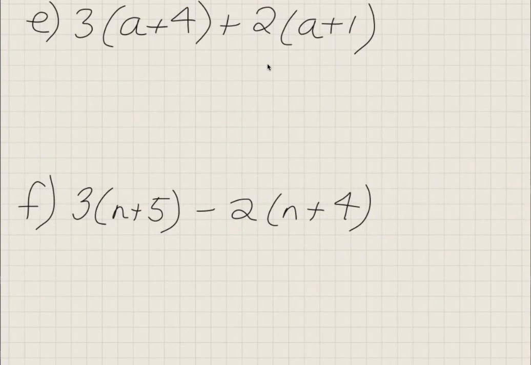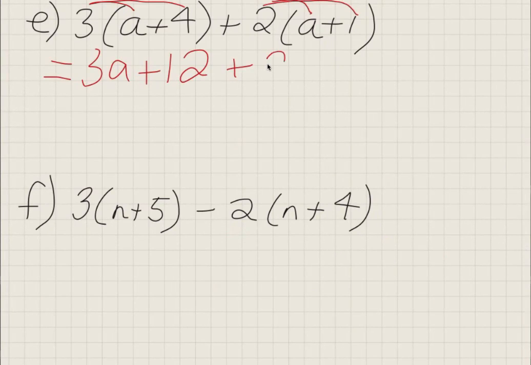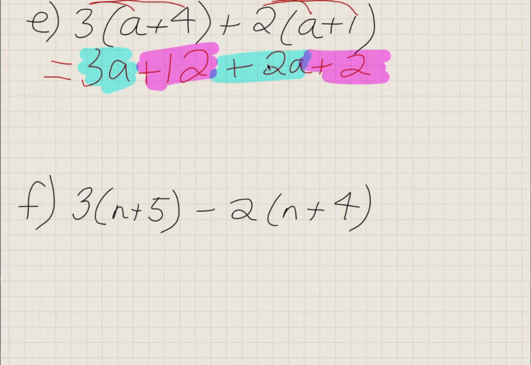Part E, expanding 3 times a, 3 times 4. And then we also have to expand this second one, 2 times a, 2 times 1. 3a plus 12 plus 2a plus 2. We've got a few like terms here. We have 3a plus 2a, and then we also have 12 plus 2. So 3a plus 2a will give 5a, and 12 plus 2 will give 14.